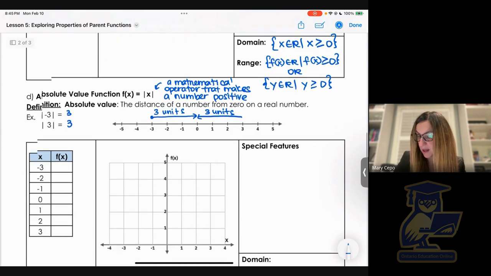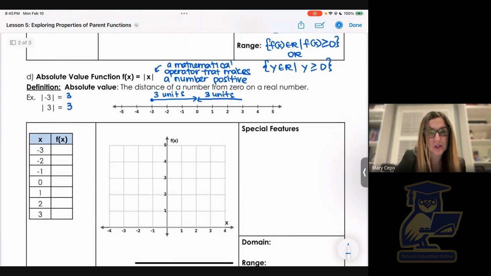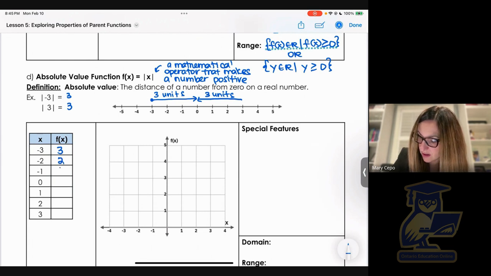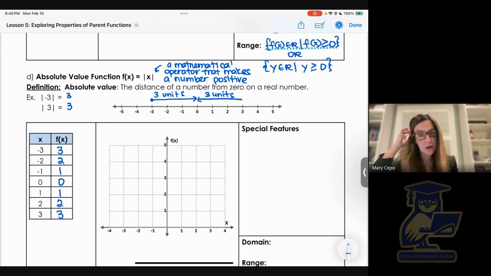So with that in mind, any number that you put into the absolute value function, when you take it out of the function, it is always positive. So the absolute value of -3 would be 3, because -3 is 3 units from 0. -2 is 2 units. -1 is 1. 0 is at 0. So 1, 2, and 3. Now, plotting this, at -3, we're at +3. At -2, we're at 2. At -1, 1. 0, 0. 1, 1. 2, 2. 3, 3.